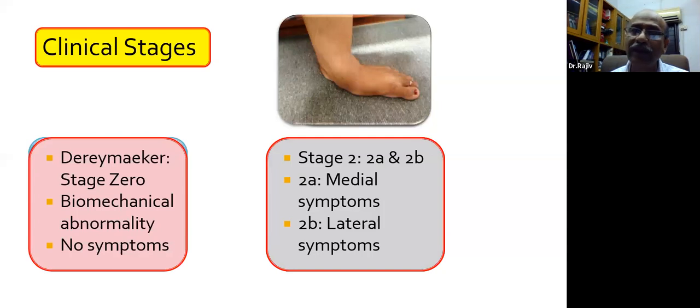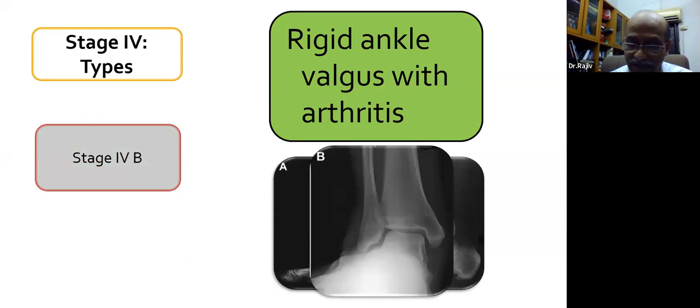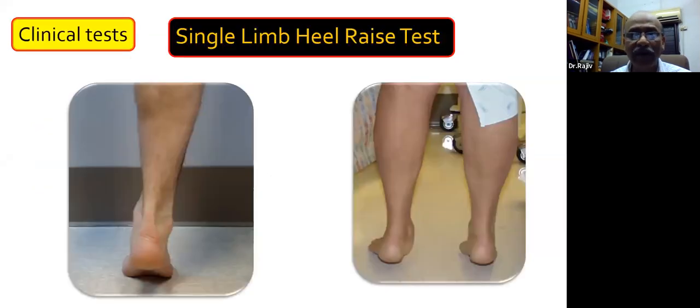In stage 2B, the patient starts to have lateral symptoms because the foot goes into valgus and the peroneal tendon and calcaneofibular ligament get impinged between the tip of the fibula and the lateral border of the calcaneus. So the patient starts with lateral symptoms. Stage 4 could have a flexible ankle valgus in stage 4A and a rigid ankle valgus in stage 4B.